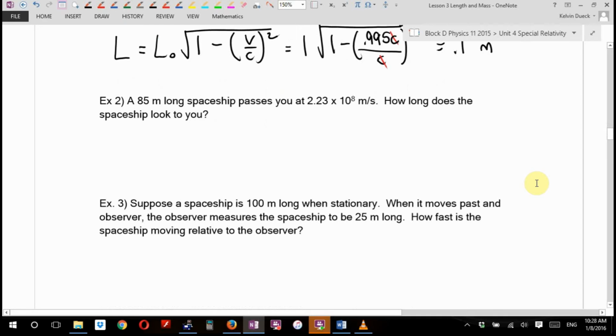An 85-meter long spaceship passes you at 2.23 times 10 to the 8th meters per second. How long does the spaceship look to you at rest? What's this question asking me to find? L or L0? L. Okay. So they must have told me the original length. 85.